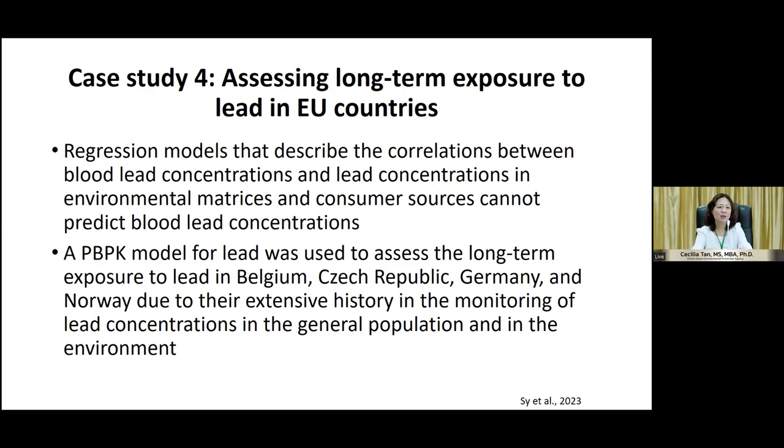What they found is that when they use a regression model, they cannot predict blood concentration from lead concentration in the environment. So they say, okay, then let's use a PBPK model for lead, and this is for long-term exposure in four different countries: Belgium, Czech Republic, Germany, and Norway. The reason they picked these four countries is that they monitor lead concentration in their population.